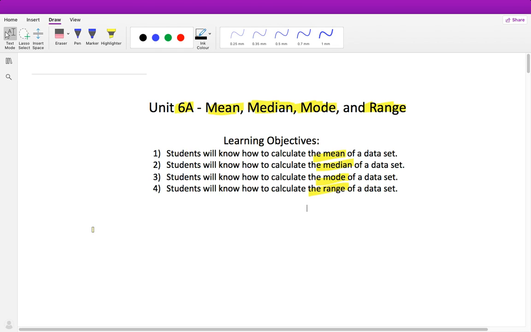Some of the easiest things that we would have done this year, it's just, can you remember what is the mean? How do we find it? What is the median? How do we find that? What is the mode? How do we find that? And what is the range and how do we find that? All right, but finding them is actually really simple.